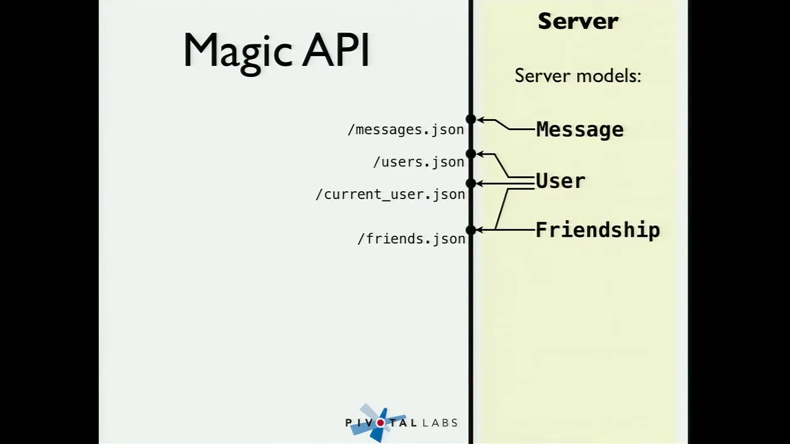So here's the basic structure of our Magic API. I call it Magic because we're just going to assume it exists. It responds to our requests. So we're building a client-side application for creating, or mostly at this point for viewing, status messages. We're going to assume that we can hit /messages.json and get a JSON representation of the messages.